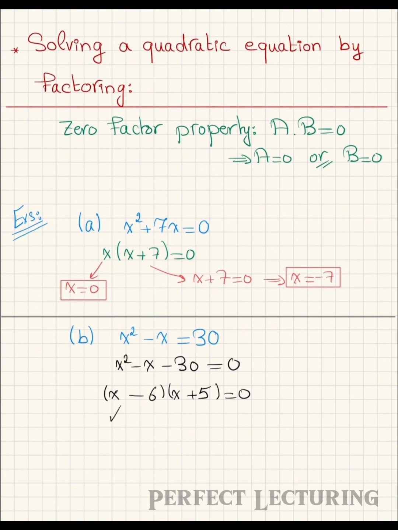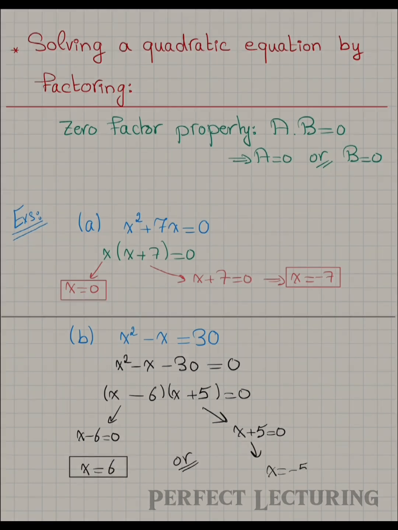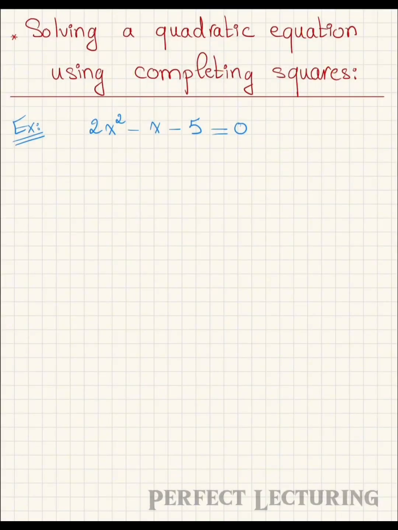So here we end up with either x minus 6 is equal to 0 or x plus 5 is equal to 0, which gives us either x is equal to 6 or x is equal to negative 5. Let's now see how to solve a quadratic equation using completing squares. From its name, it's obvious that we have to use the method of completing squares.